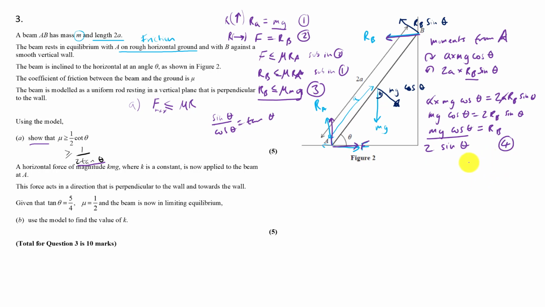So sub 4 into 3. Subbing this into here, we get mg cos theta over 2 sine theta equals that reaction at B, which is, can we see, mu mg. Now we can divide out and cancel out the mg's.